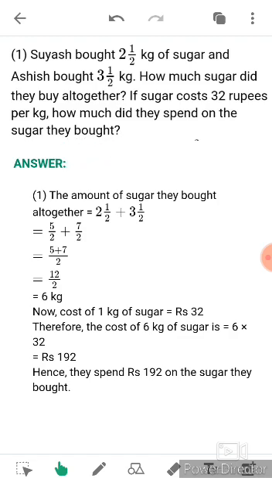Means how much they spent, or we can say how many rupees they gave to the shopkeeper to buy sugar. Okay, so altogether means in total. So let's start and see how we can solve the problem.